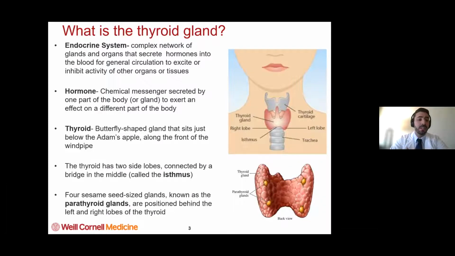A little bit beyond the scope of this talk, but just so that we're familiar with it, because conditions of the parathyroid glands are very common, we may have heard of it, and it's oftentimes confused with the thyroid. There are four sesame seed-sized glands called the parathyroid glands, positioned just behind the thyroid, and they actually live within some of the thyroid tissue. The role of the parathyroid glands is very different than the thyroid. Their hormone controls calcium metabolism and calcium regulation, but just so that we're familiar.